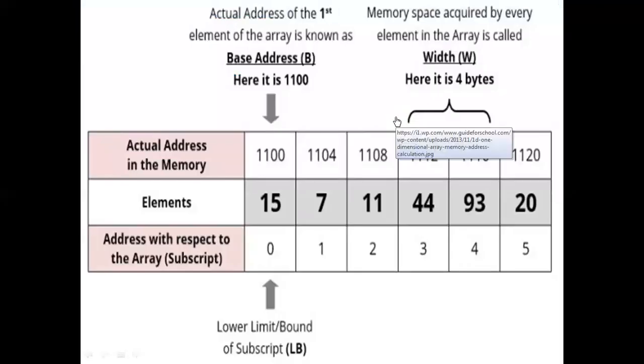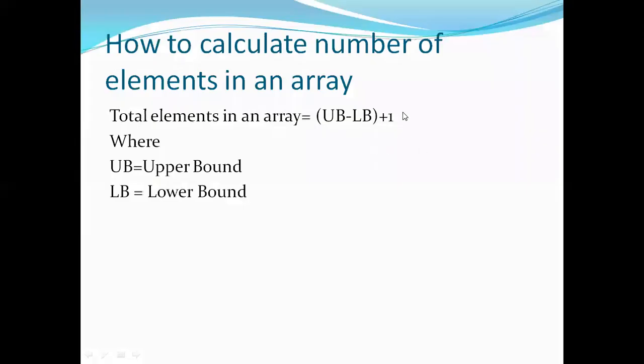Suppose here is one example I have taken. This is a linear array, and here the lower bound is 0 and the upper bound is 5. So total elements means 5 minus 0 plus 1, that is equal to 5 plus 1 equal to 6. So look here: 1, 2, 3, 4, 5, 6 elements are here. If it is a small array, we can calculate it manually. If it is a big array, we can't calculate it manually, so that's why there is the formula: upper bound minus lower bound plus 1. So we can get the total elements of an array.